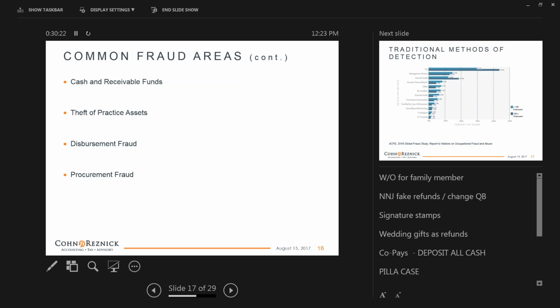Disbursement fraud has many avenues. One obvious example, which we see, is practice administrators, bookkeepers, sometimes a physician, using corporate funds or practice funds to pay for their personal expenses.